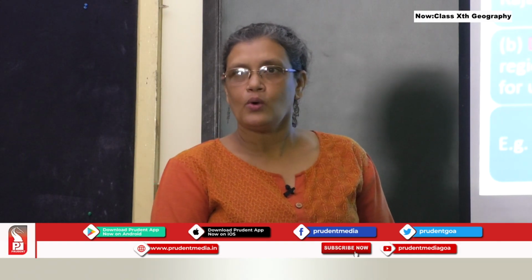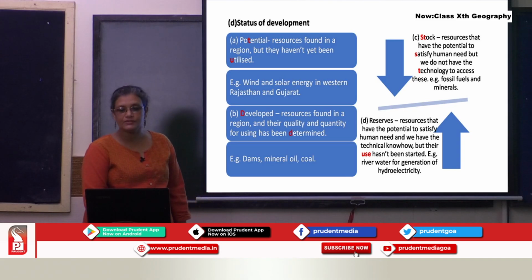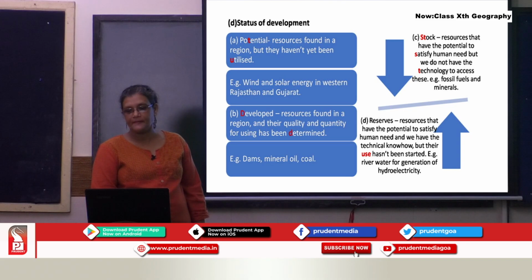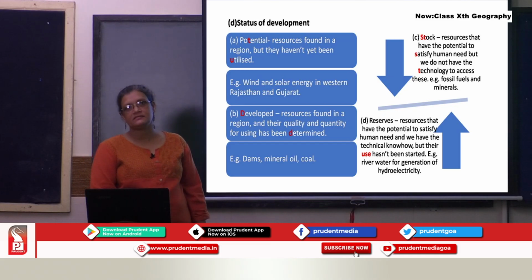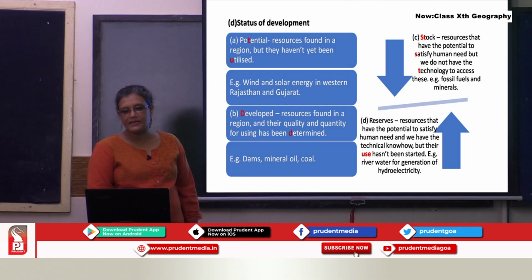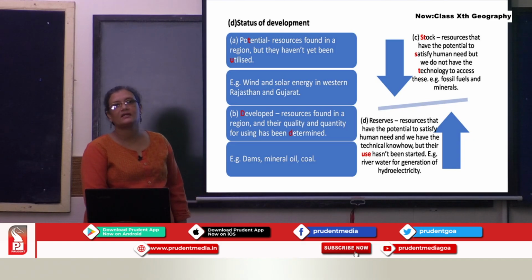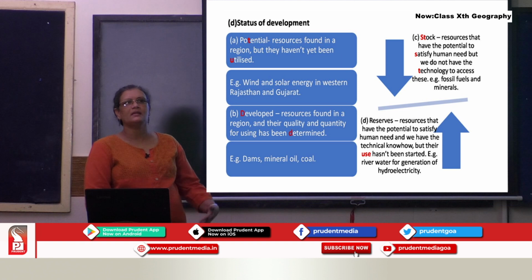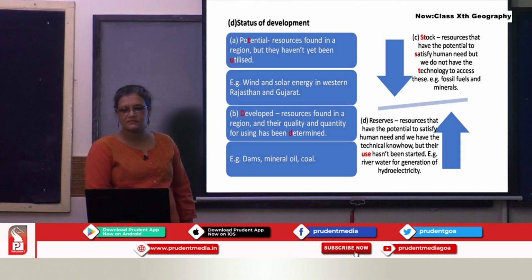Next, we have stock. What is stock? Resources that have the potential to satisfy the human need, but we do not have the technology to access this as yet. I have given you a hint. S&T stands for they are able to satisfy human needs, but we do not have the technology to use them because they may be a little deeper into the earth, or for whatever reasons we haven't been able to find a technology to access these resources. So, these are said to be stocks.